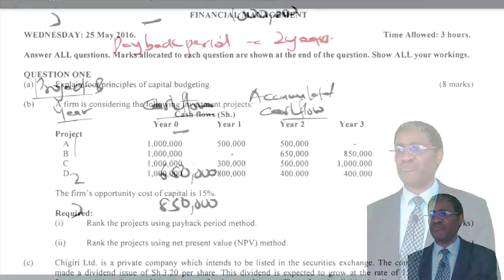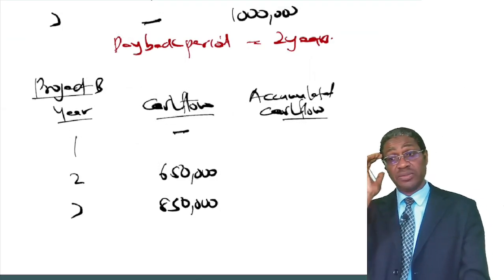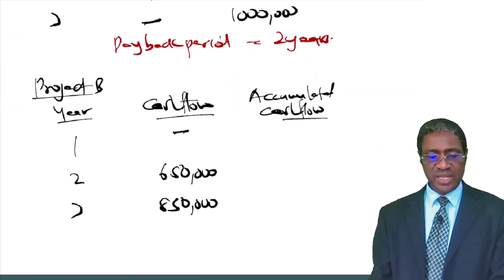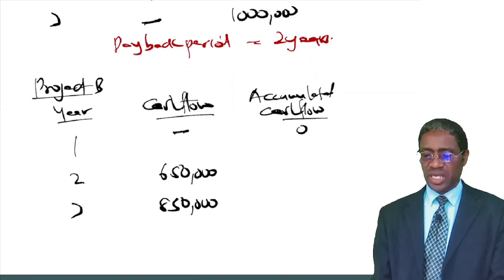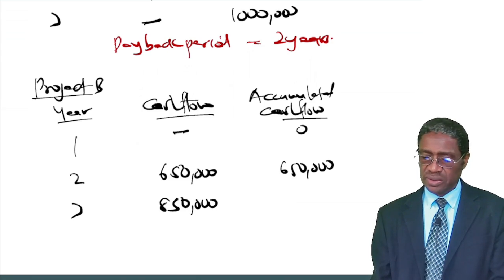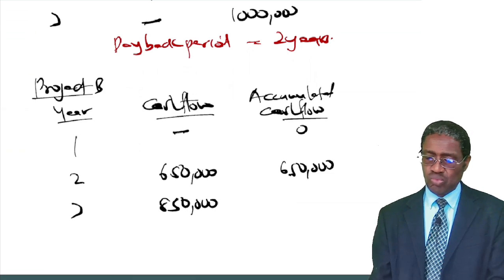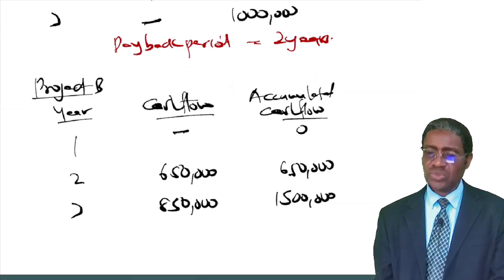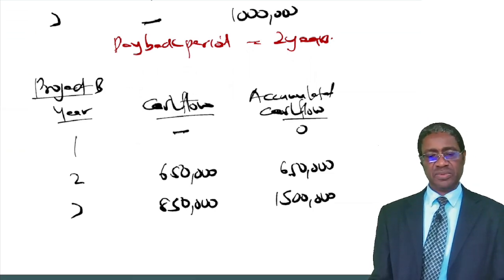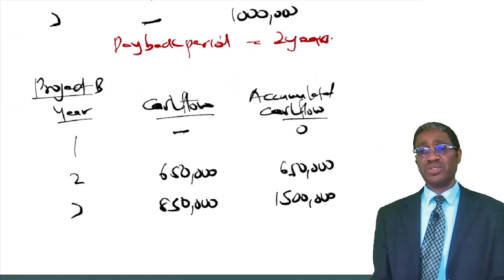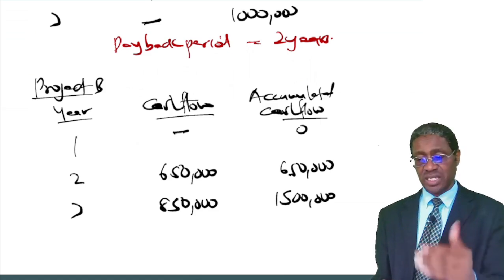Those are the data for year 2 and for project B. So let's cumulate them again. First year, nothing. That is 0. Second year, 650. Third year looks like 1.5. So you can see this time we are recovering our 1 million between second and third year.